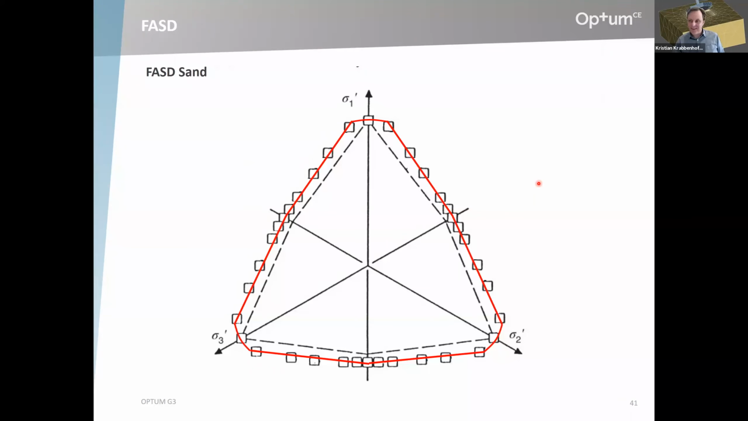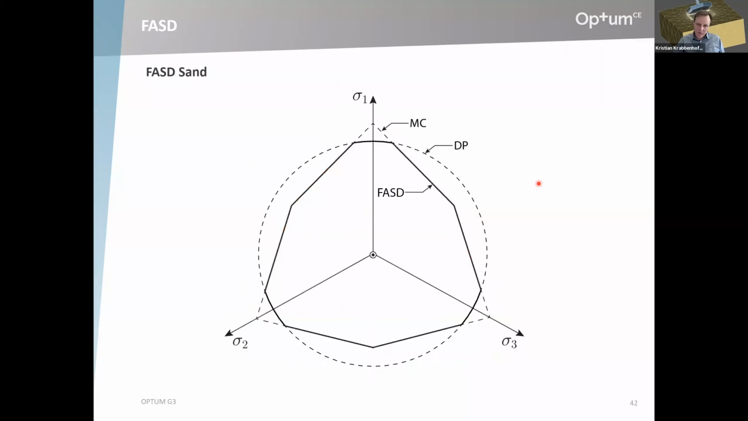So that is the FASD criterion. It's a combined, or we could say composite, Mohr-Coulomb Drucker-Prager criterion. The Mohr-Coulomb envelope is fitted to the plane strain angle, and the Drucker-Prager criterion to the triaxial angle. So it's a 2-parameter model, 1 parameter for each of these 2, the Drucker and the Coulomb.